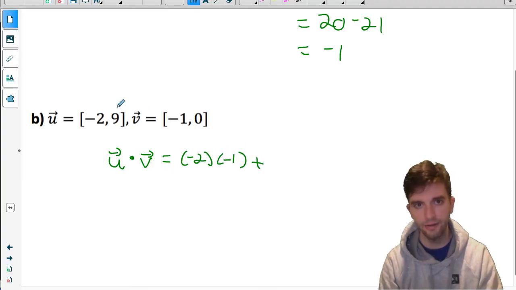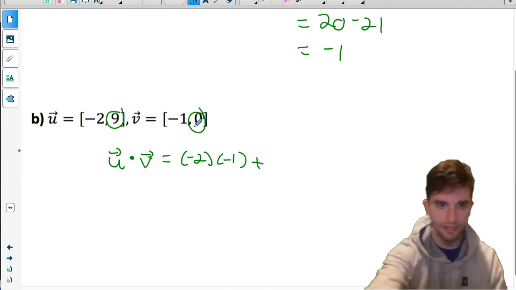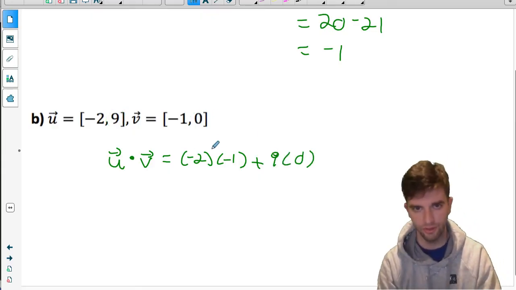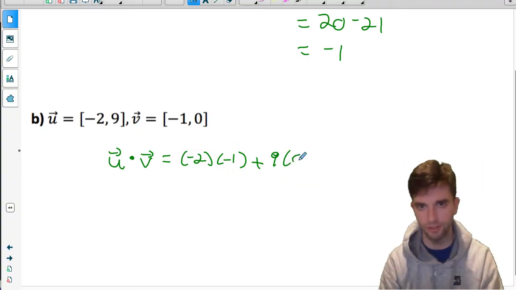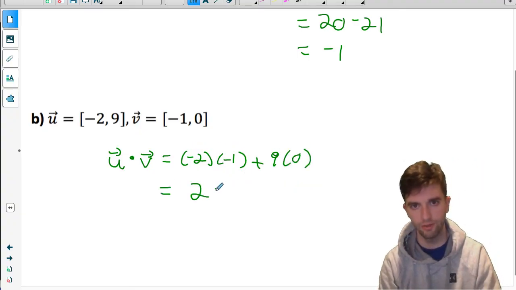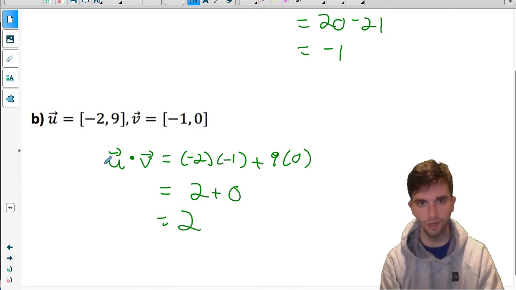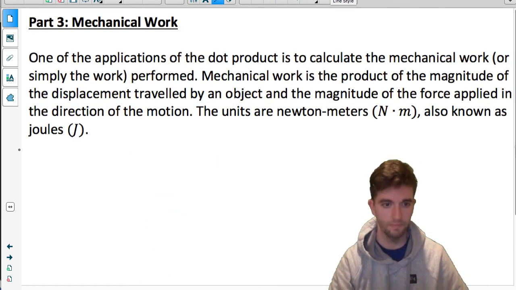And then add the product of the y components, 9 and 0. So this is the product of the x components. This is the product of the y components. Add them together. That's the dot product between the 2 vectors. So that's 2 plus 0. Dot product of u and v is 2.